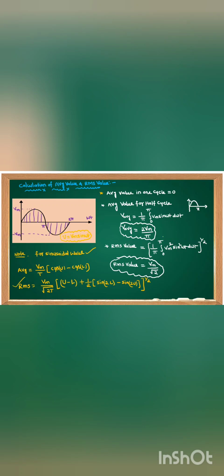Apply this formula for this case. Substitute upper limits and lower limits here. You check it. Are you getting Vm by root 2 or not? That I am leaving for you. Apply this formula for this case. Substitute upper limit and lower limit here. Are you getting this answer or not? Check it. That I am leaving for you.